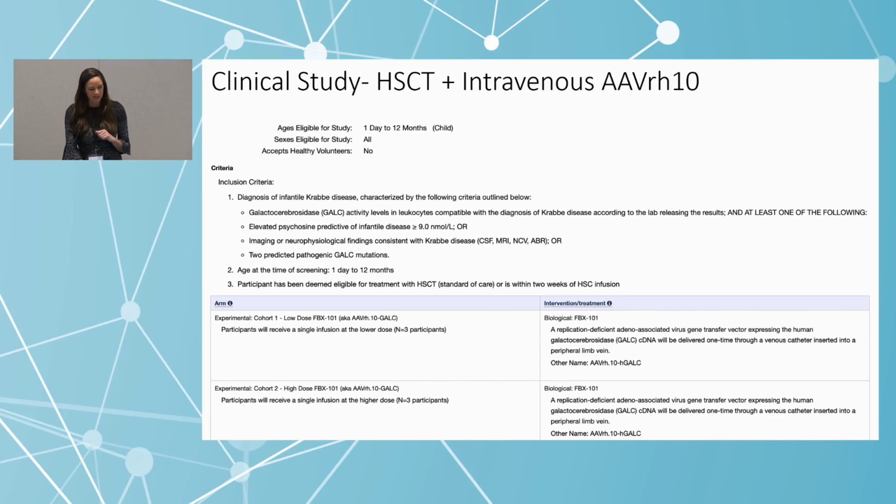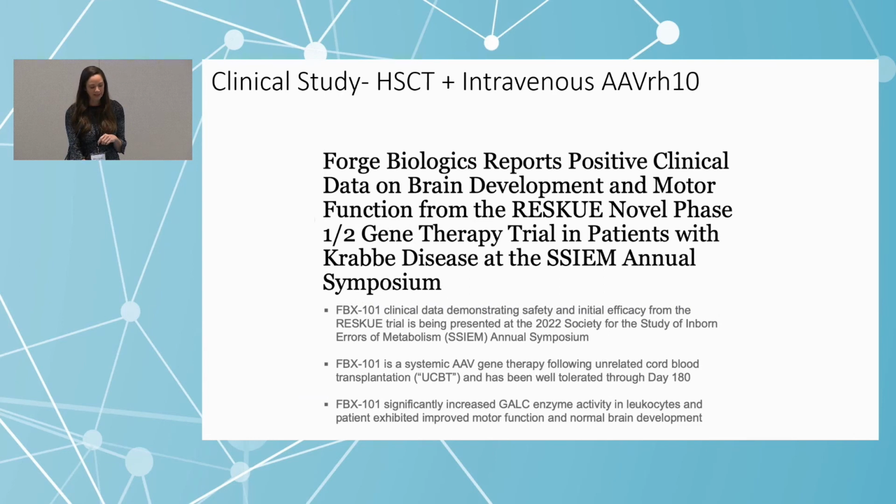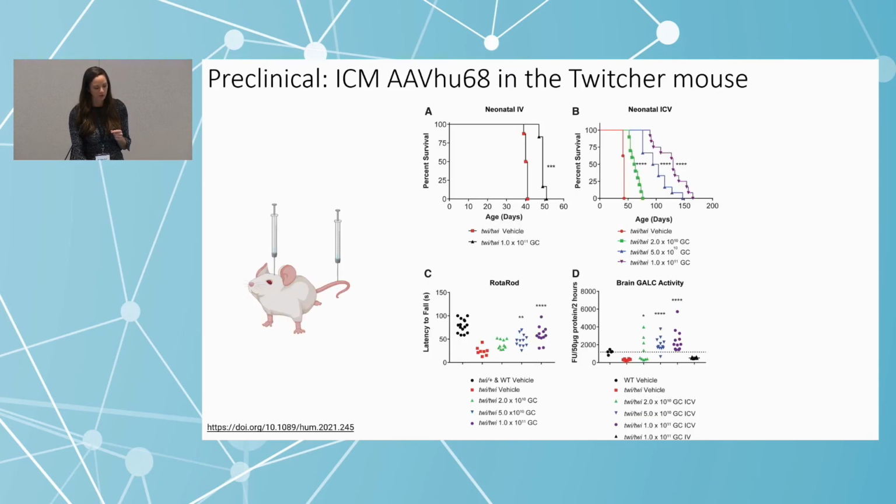So this was translated to the clinic, and this, again, is the Forge Biologics study. There are 2 cohorts. One is the low dose of the gene therapy, and then a dose escalation study. And some of this data was just presented last month at the SSIEM meeting. This was the 100-day time point, showing that this was well tolerated, and there are early indications of improvement in brain development and motor function.